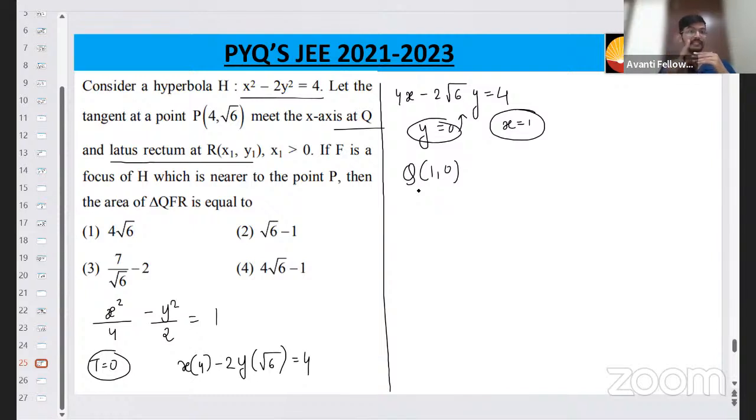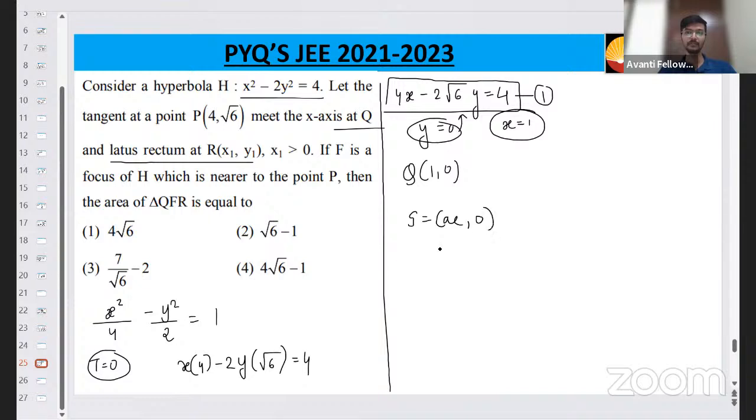Now it is saying the tangent meets latus rectum at R. So that means I have to get the coordinates of R. That means I have to solve the equation of tangent and the equation of latus rectum simultaneously. So the latus rectum passes through the focus and is perpendicular to the x-axis in this case, right? So let's get the coordinates of the focus. What will be the coordinates of the focus? Sorry, not latus rectum, focus.